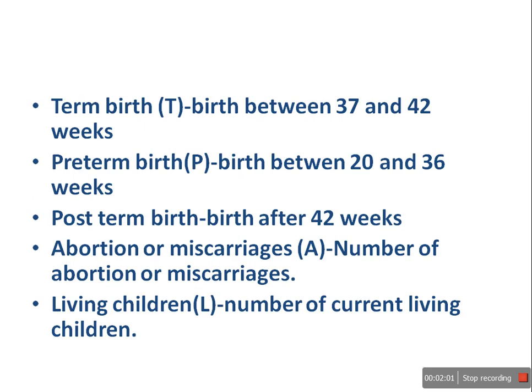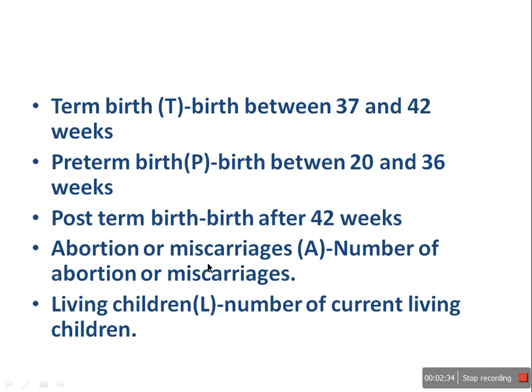Term birth is denoted by T. Birth between 37 and 42 weeks is called term birth. Preterm birth means the birth is between 20 and 36 weeks, and it is denoted with P. Postterm birth means birth after 42 weeks.